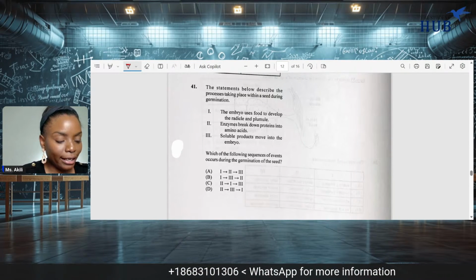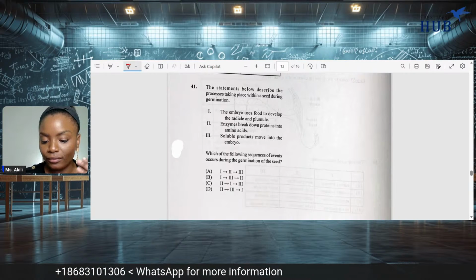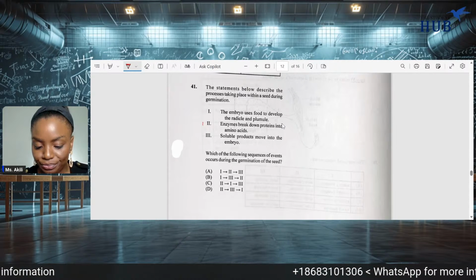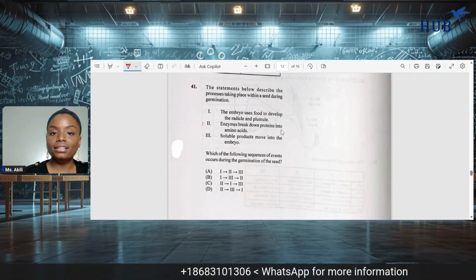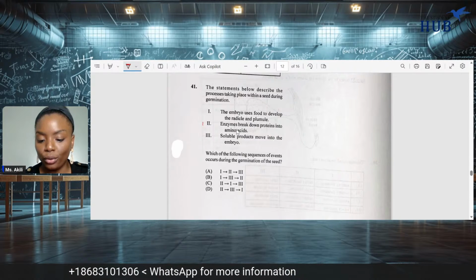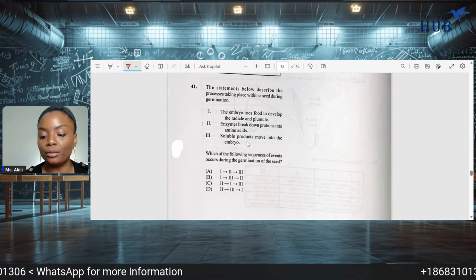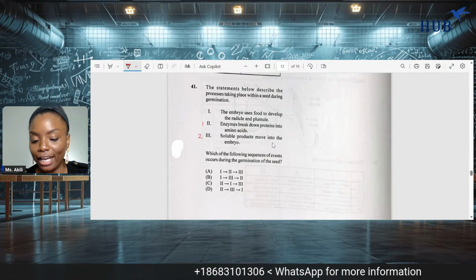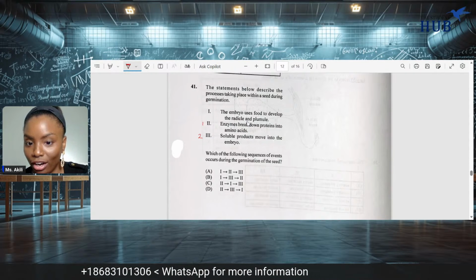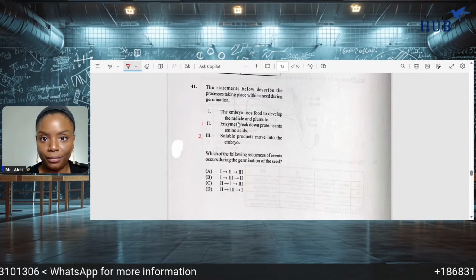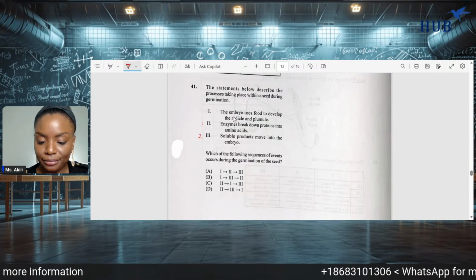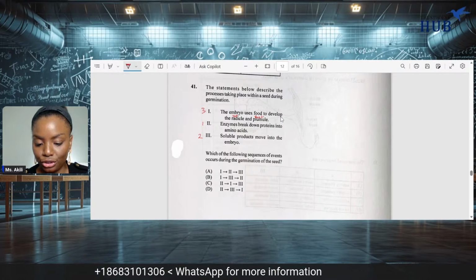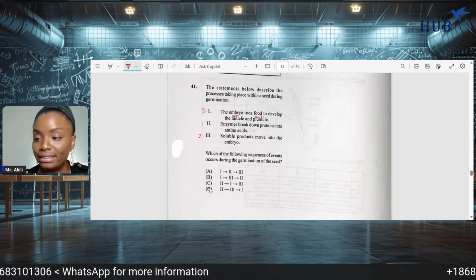So we're going to start here with the enzymes breaking down the stored protein into amino acids. We're going to start with that first, right? Then once we have the complex proteins broken down into soluble amino acids, we want those soluble products to move into the embryo, right? Then once the soluble products move into the embryo, the embryo can make use of them for the growth of the baby root and the baby shoot, right? So 2, then 3, then 1. 2, then 3, and 1, that gives us D.